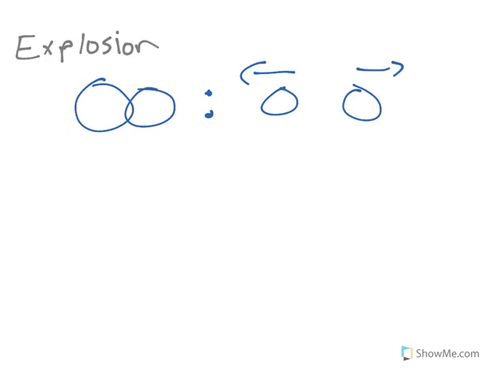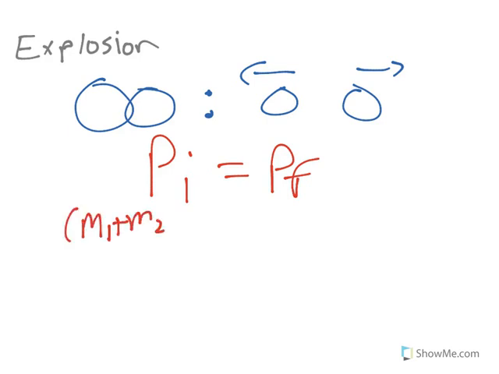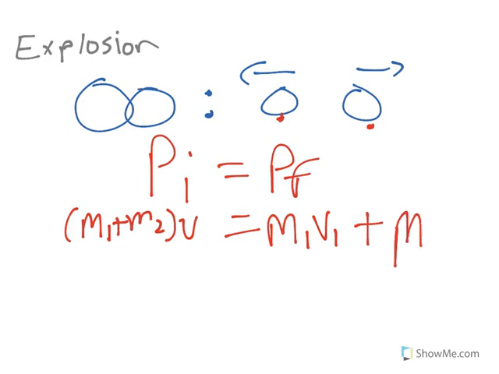They're together in the beginning. Momentum initial has to equal momentum final. To begin with, they're together, so you would do m1 plus m2 times their initial speed v. Finally, they're separated, so we need the mass of object 1 times the velocity of object 1, plus the mass of object 2 times the velocity of object 2.